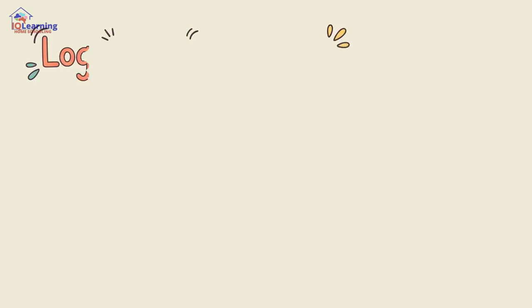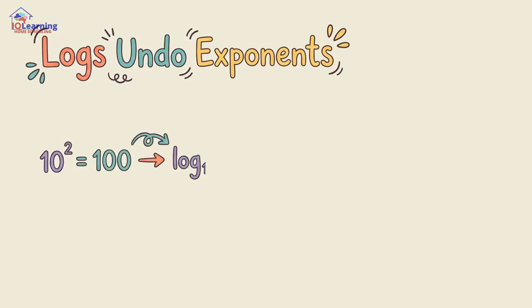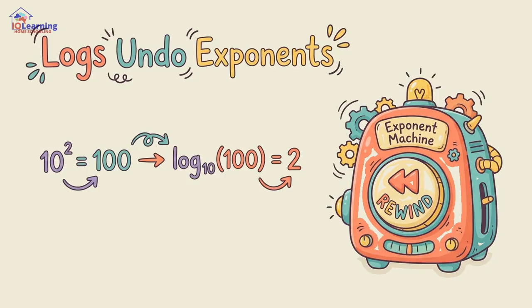Logs can look intimidating at first, but the whole topic revolves around one idea. Logs undo exponents. If exponents build numbers up, logarithms rewind the process. For example, 10 squared equals 100, so log base 10 of 100 equals 2, because the log is asking what exponent created 100. Think of a logarithm like a rewind button on an exponent machine.